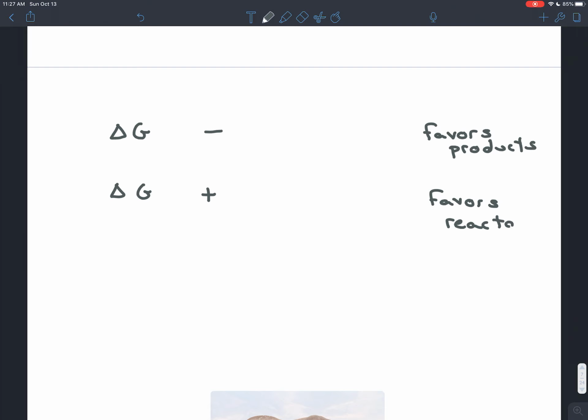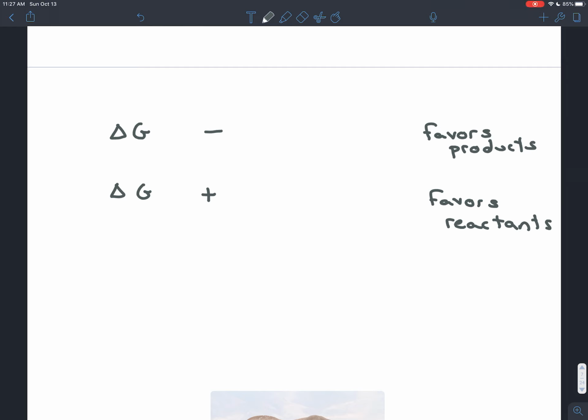If delta G is negative, then that favors the products. That means the reaction is going to happen and you'll make the products. If delta G is positive, then it favors the reactants. The reaction is unlikely to happen, and so you won't get the products. You'll mostly have the reactants. So that's delta G.